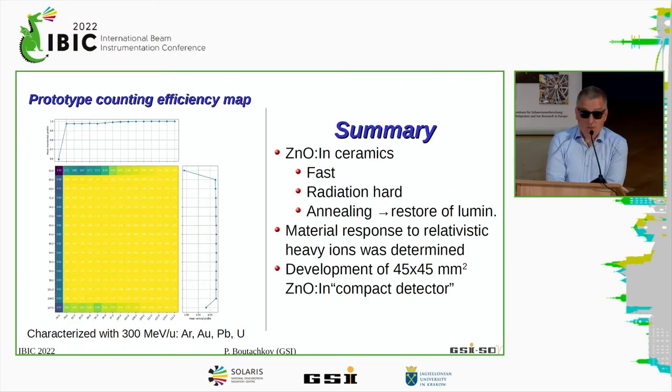Okay, so now let me summarize. Now I hope you understand what I mean by fast and radiation hard. I showed you that we can anneal these detectors. Now you have, I think, hopefully enough information on the response of the material to see if this is something of interest for you. And I showed you how we can build large detectors. We did 45 by 45, but this was not the fundamental limit. It was just a demonstration. Later, we have to go to something like 100 by 100 millimeters.